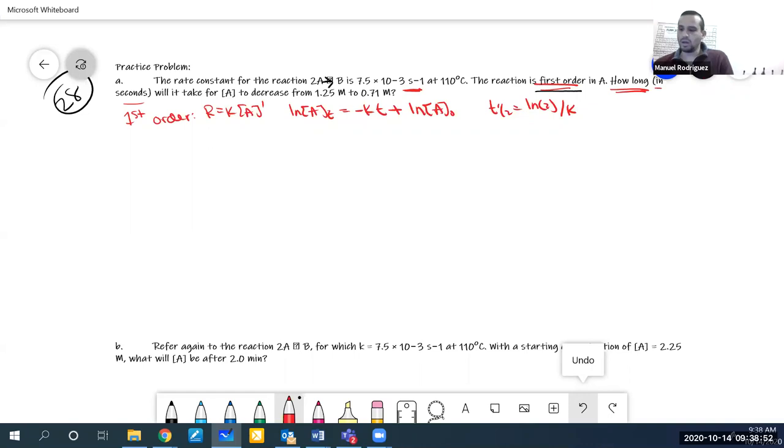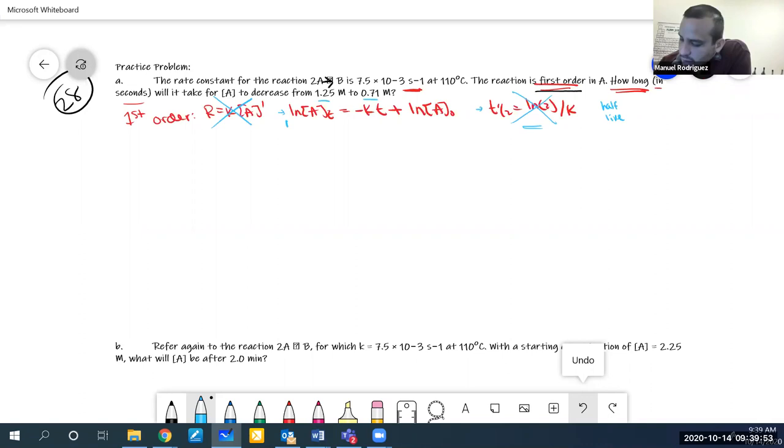So when I read the problem, I see that it's asking me for how long. So I know the rate law doesn't have how long. Then it's between the second one and the third one. But the third one is only applicable for half-lives, meaning only applicable when you want to decrease by half. So this one doesn't quite work either, because the amount is not half. Does that make sense? If the initial was 1.25 and the final was 0.625, so literally half, then you could use this equation. But this equation only works when the concentrations are like one half of the other. Good. So then we have to use my integrated law equation.